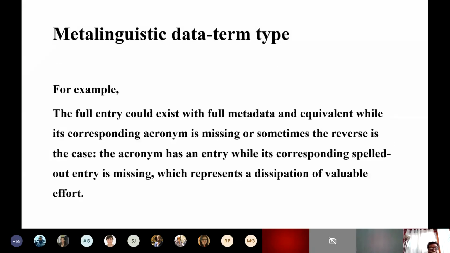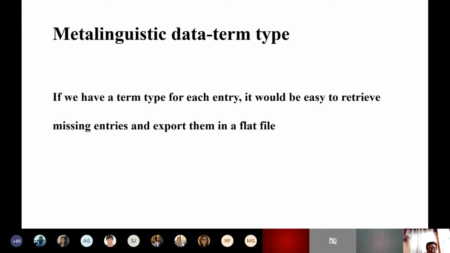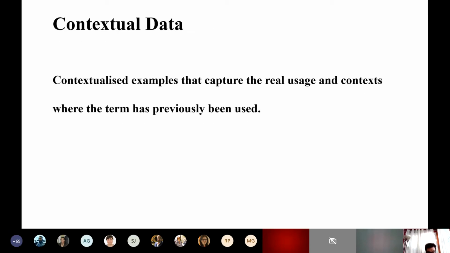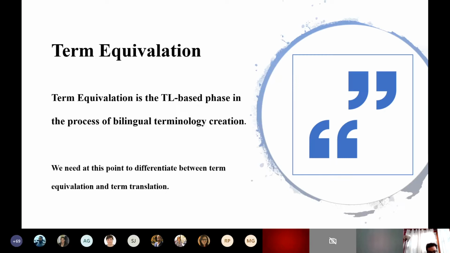For example, the full entry could exist with full metadata and equivalent, while its corresponding acronym is missing, or sometimes the reverse is the case. The acronym has an entry, while its corresponding spelled out entry is missing. So if we have a term type for each entry, it would be easy to retrieve missing entries and export them in a plain file. Contextual data: contextualize examples that capture the real usage and the context where the term has previously been used.